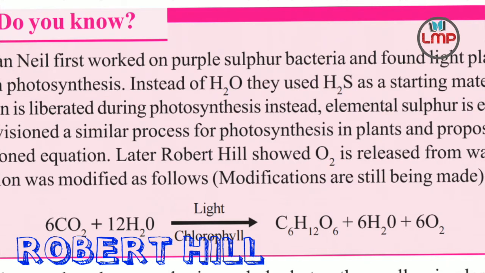And next scientist, Robert Hill. Robert Hill discovered photolysis of water and remodified the photosynthetic equation as 6CO2 plus 12H2O gives rise to C6H12O6 plus 6O2 plus 6H2O in presence of sunlight and chlorophyll.